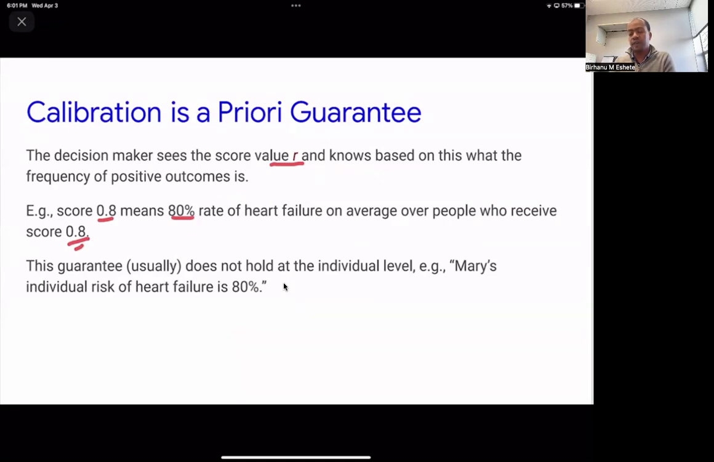For example, just the fact that you have this average 0.8 score per group doesn't necessarily mean that, for example, a person named Mary has an individual risk of heart failure of 80%, right? This may not translate to individuals.